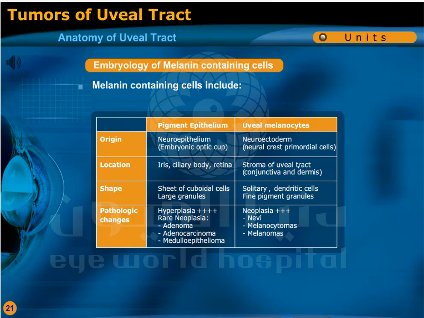Uveal melanocytes. They are neuroectodermal in origin, neural crest primordial cells, located in the stroma of the uveal tract, conjunctiva, and dermis. Formed of solitary dendritic cells with fine pigment granules. Pathologic changes include neoplasia, forming nevi, melanocytomas, or melanomas.